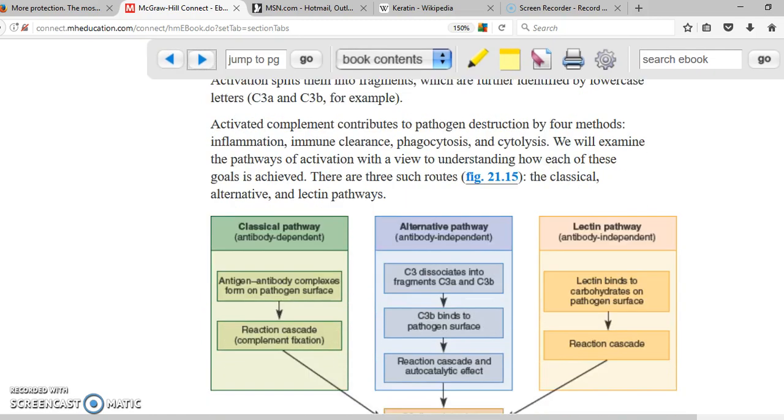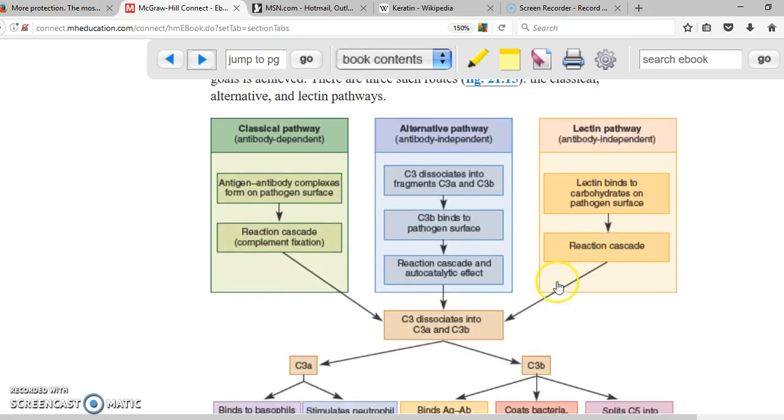The way they are activated, there are three main ways. One of them is the classical pathway, the other one is the alternative pathway, and the other one is the lectin pathway. Classical pathway requires an antibody. So this one right here is the one that is part of the specific immunity. However, these other two are not. These are part of the non-specific immunity.